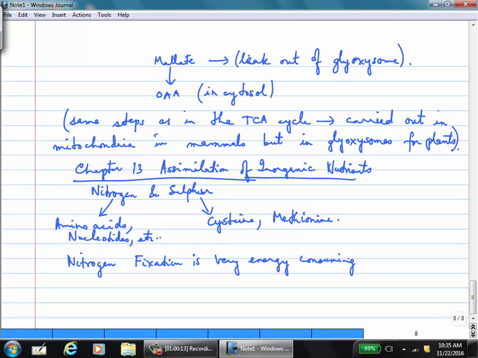If you look at the total amount of atmospheric nitrogen that is fixed, about 8% is fixed by lightning, so nitrogen gets converted into ammonia. Then about 2% is fixed by photochemical reactions. And the remaining 90% is fixed by bacteria, bacteria in the soil. So 90% by bacteria.